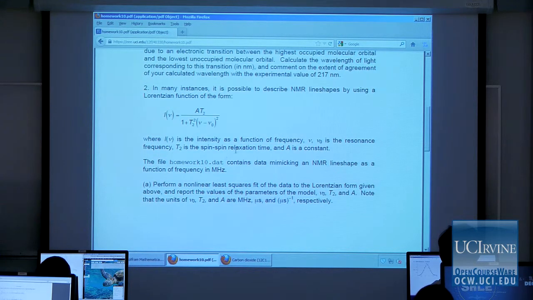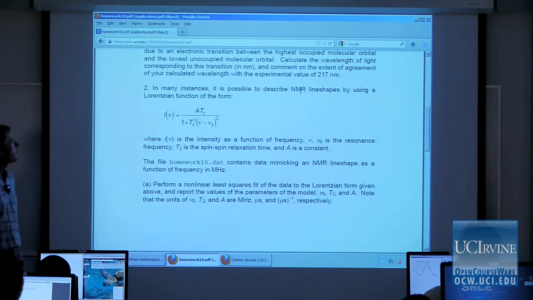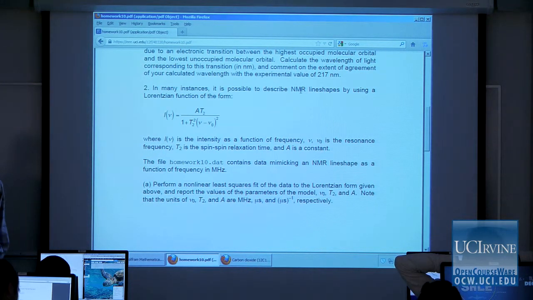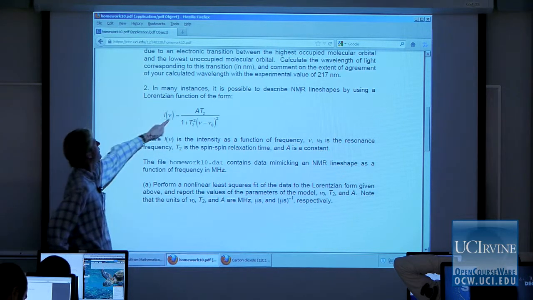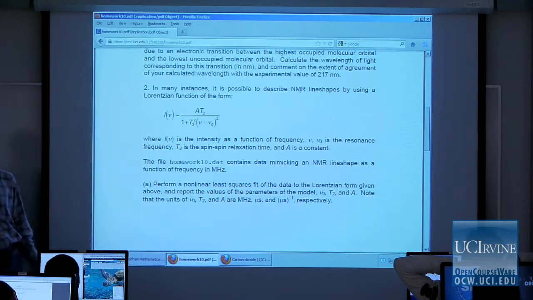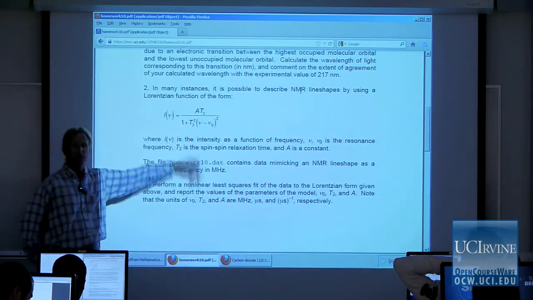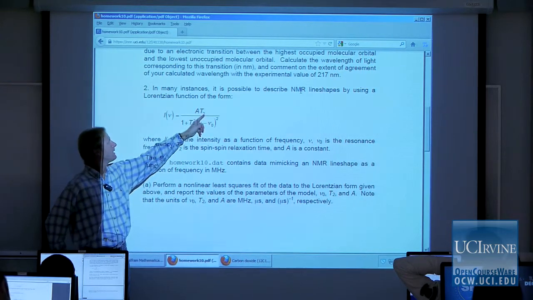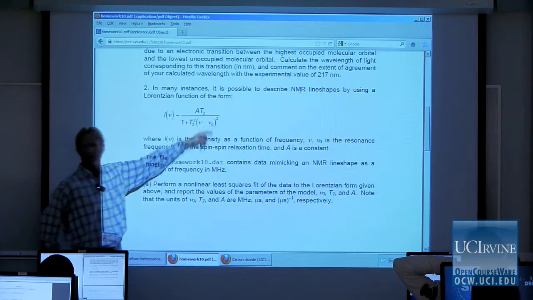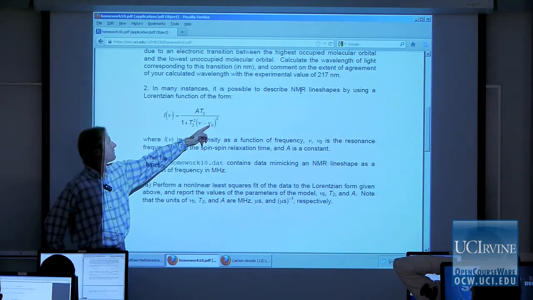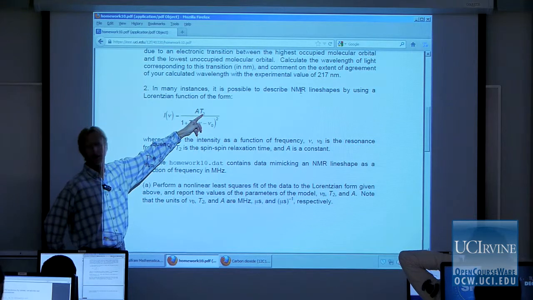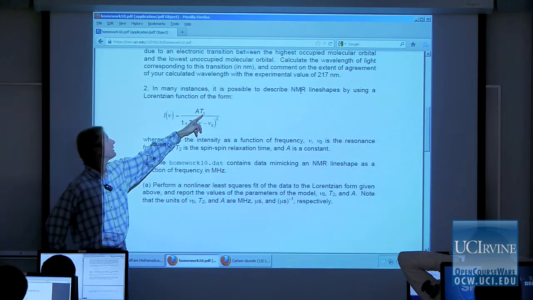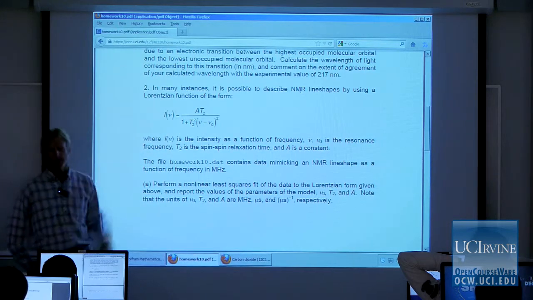And then the third problem. On the homework page, there's a data file called homework10.dat. It's basically some data that I want you to, it's spectral intensity versus frequency. And I want you to use find fit to see how well it fits to this Lorentzian form, where A is a parameter, T2 is a parameter, and nu 0 is a parameter. So nu 0 is the center, the peak position. T2 is a measure of the width. If you want, you can look back in the notes where we talked about Lorentzian functions. And A is a measure of how big the peak is.